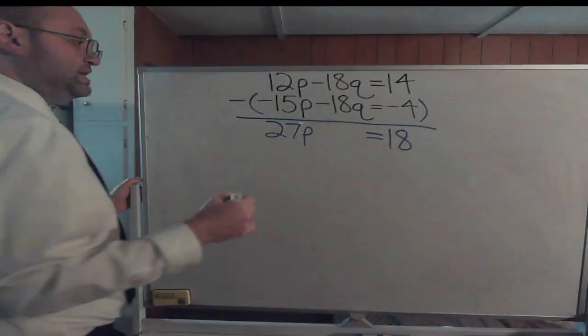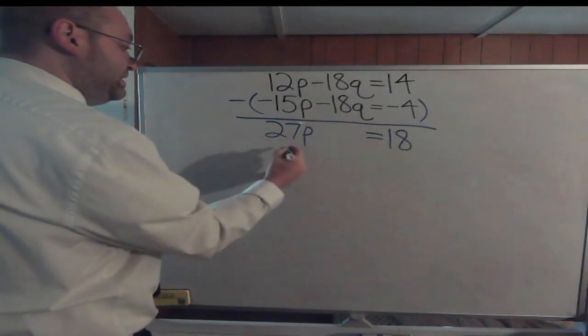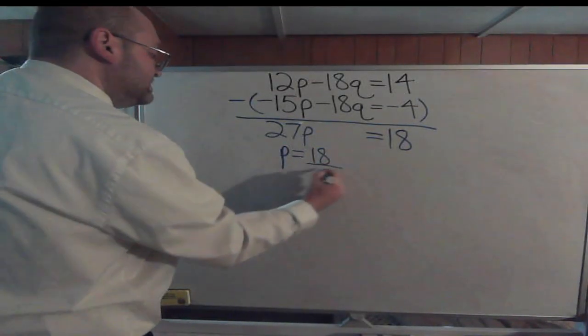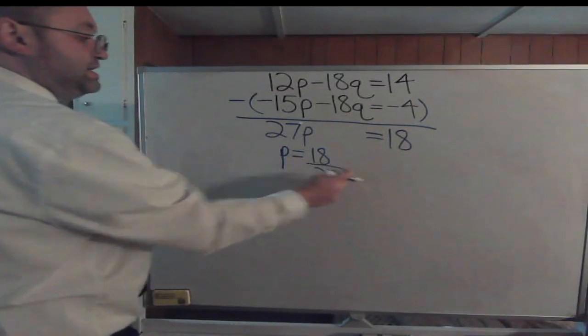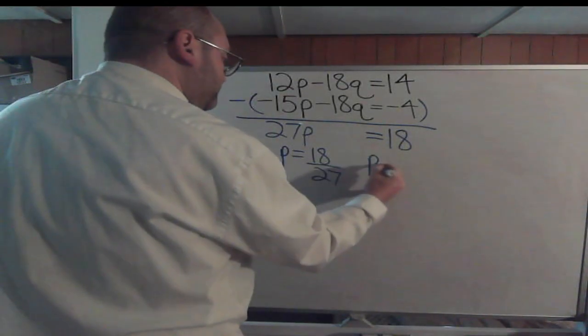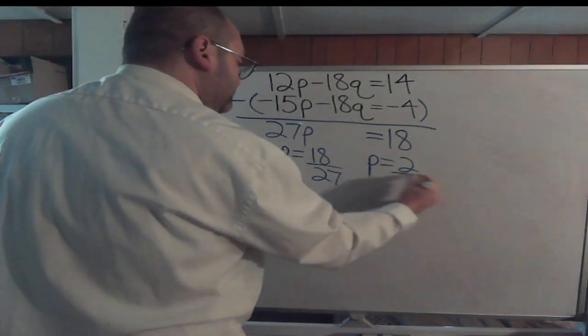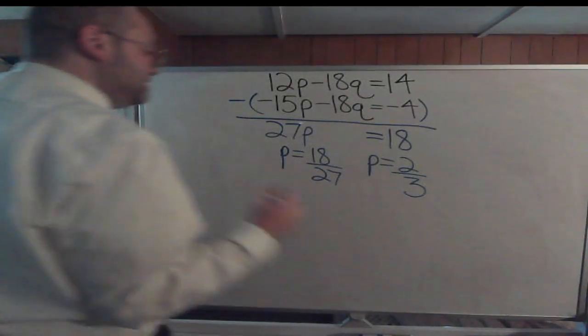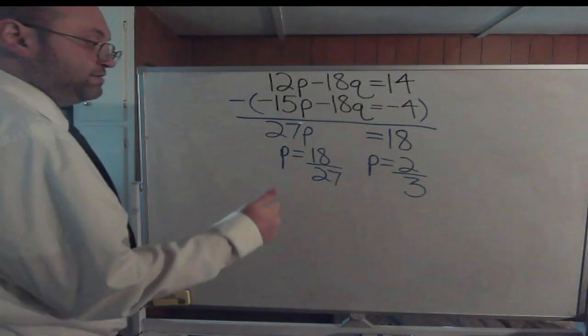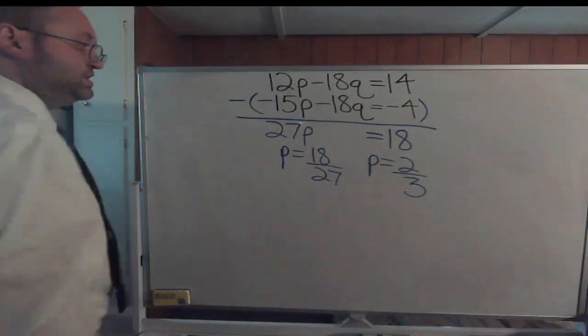So you'll have 27p equals 18, which means p would equal 18 over 27. Well, both 18 and 27 divide by a factor of 9. So your real value of p is going to be 2/3. So the p-coordinate for the solution is 2/3.